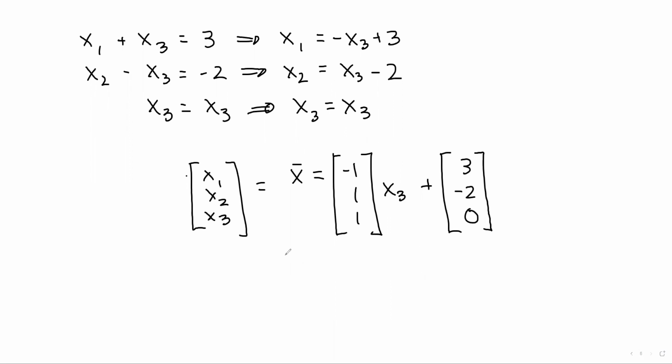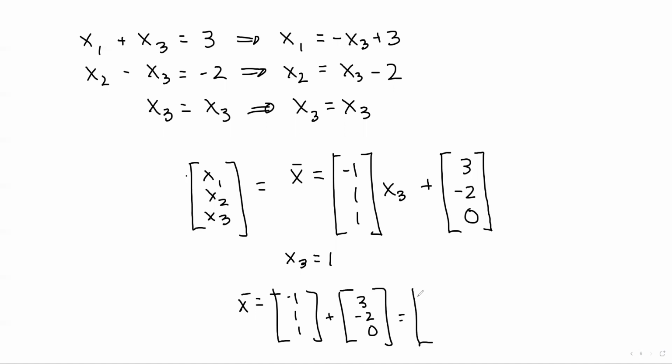So what we can do is go through and say, all right, if x3 equals 1, then what does that mean? We're going to get x equals 1 times (-1, 1, 1) plus (3, -2, 0). That equals -1 plus 3 is 2, 1 plus -2 is -1, 1 plus 0 is 1, and that is going to be a solution to the system.